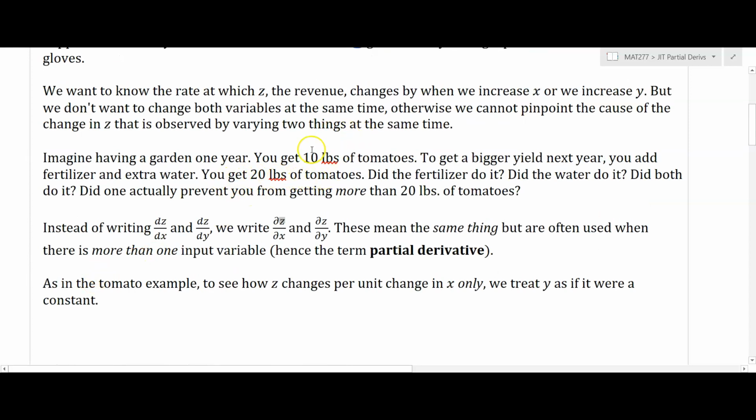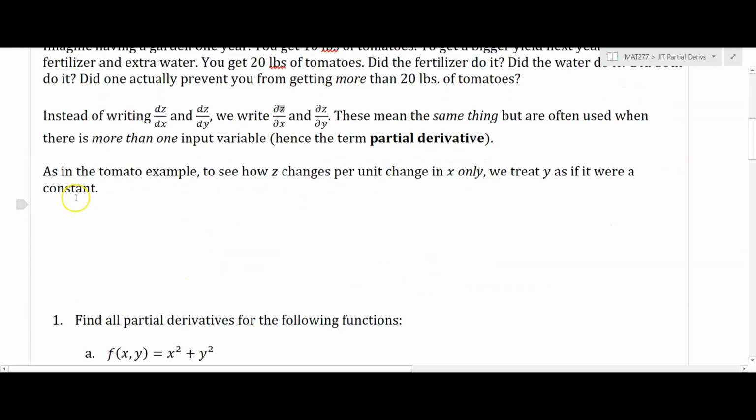So back up here, we would have done better if the next year we had kept the same amount of water, but only changed the amount of fertilizer. Then if the only thing that was different from one year to the next was the amount of fertilizer, the 20 pounds were most likely attributable to the change in fertilizer. Or we could have said, let's keep the fertilizer constant and just add extra water next year, and then we could observe that any changes in the yield of the tomatoes would be due to the change in watering schedule.